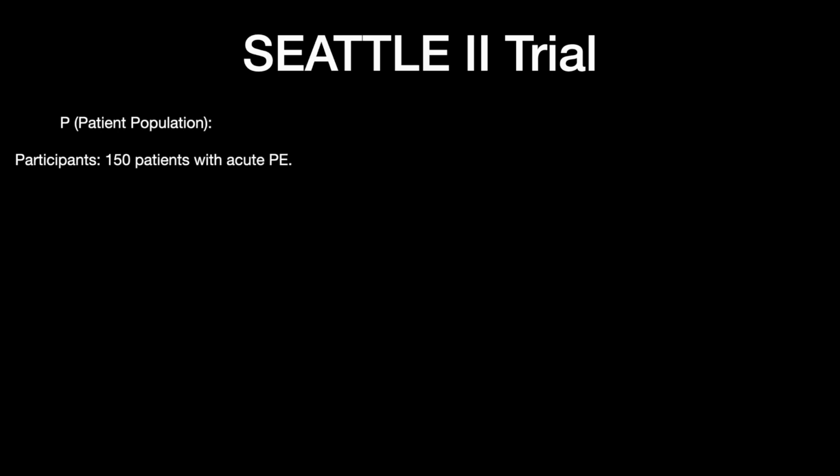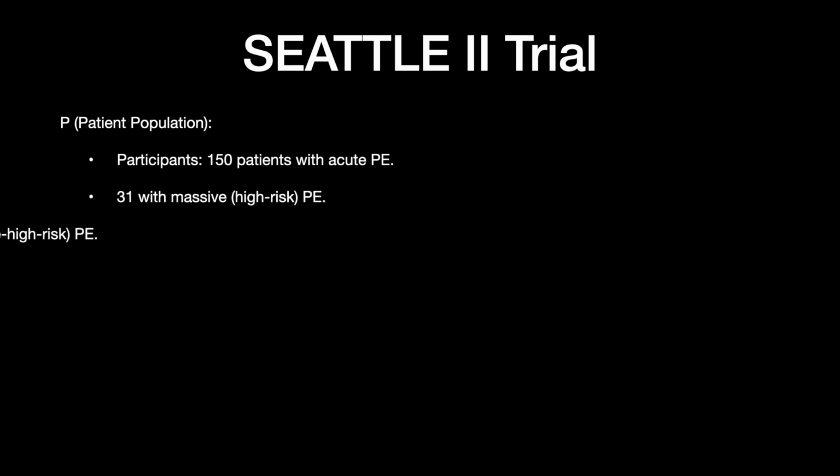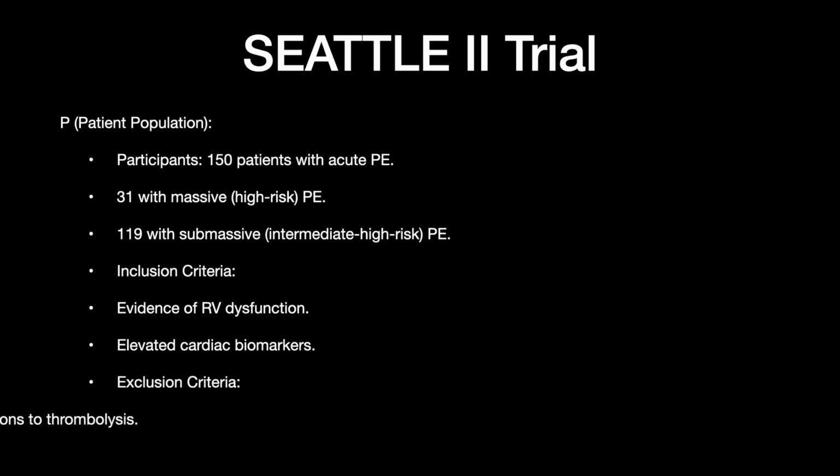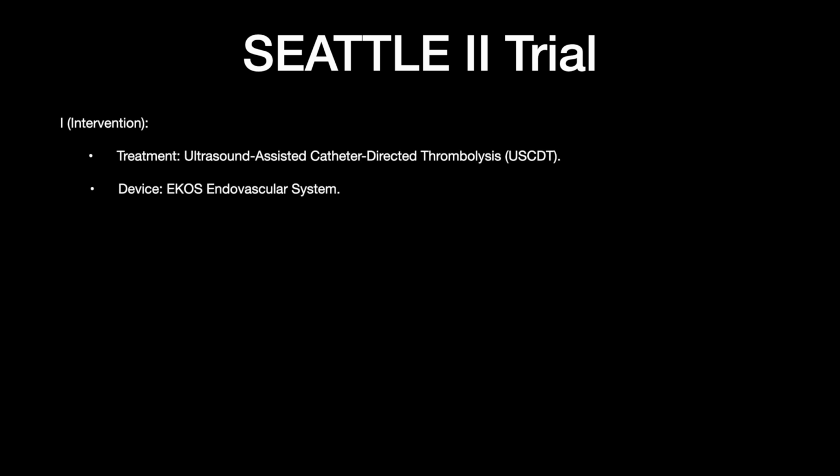The next is the SEATTLE II trial. It is 150 patients of acute pulmonary embolism, 31 with massive high risk pulmonary embolism, 119 with intermediate high risk. The inclusion criteria is evidence of RV dysfunction and elevated cardiac biomarkers, exclusion being contraindication to thrombolysis. And the intervention used is again the ultrasound guided technique, the EKOS system.